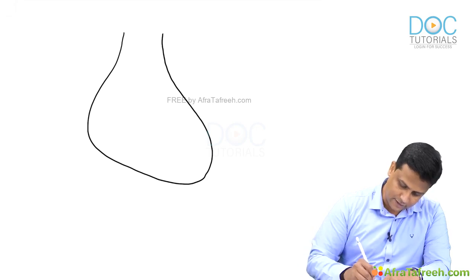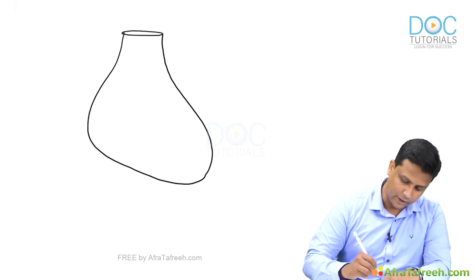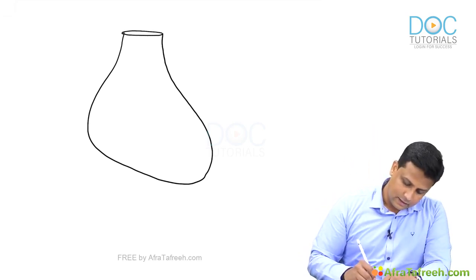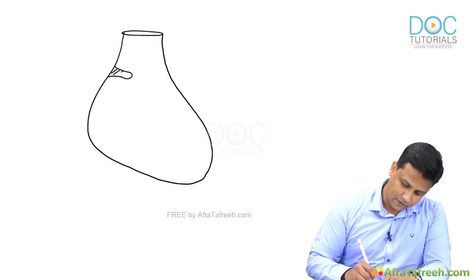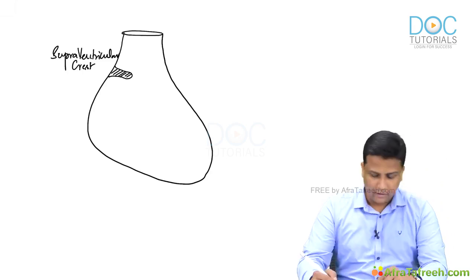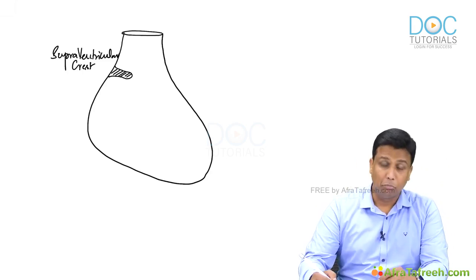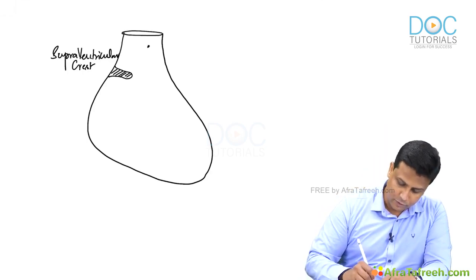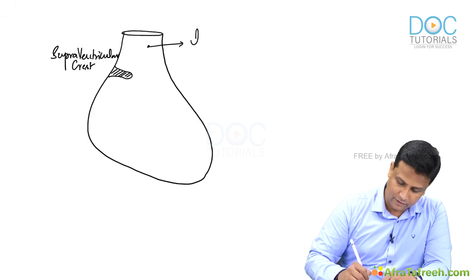Suppose this is the right ventricle which is opened here, and the blood will be flowing out via the pulmonary trunk. And here you will have a supraventricular ridge, or we can say the crest. The supraventricular crest is the one which is separating the smooth part above, which is known as the infundibulum. So, the smooth outflowing part is the infundibulum.